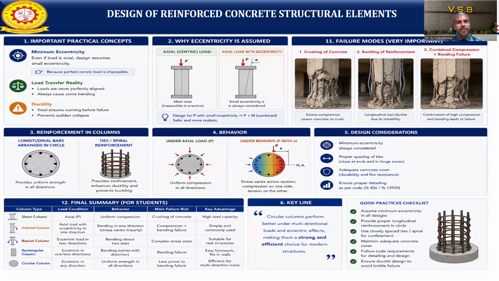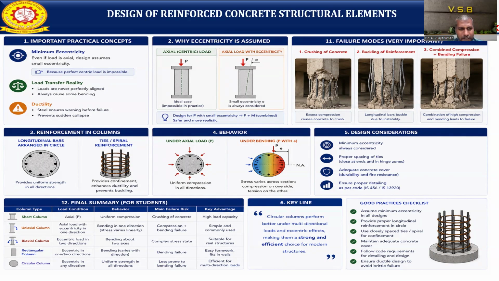When you are designing a column, what things need to be considered? First, we need to consider the importance of practical concepts. We need to provide the minimum eccentricity using the code book. Even if the load is axial or small, for design purposes we need to consider the minimum eccentricity as mentioned in the IS code, because perfectly centric load is practically impossible. At least the minimum eccentricity we can provide. Loads are never perfectly aligned with the CG, so some bending will always be there. That's why we need to provide the minimum eccentricity.